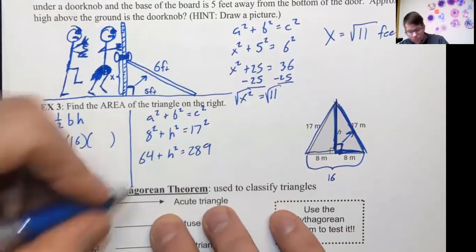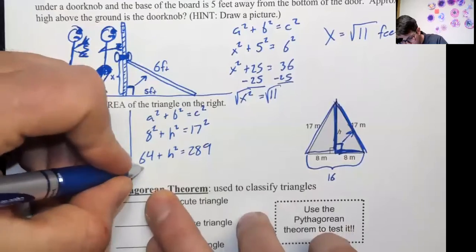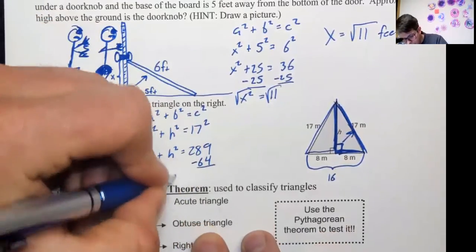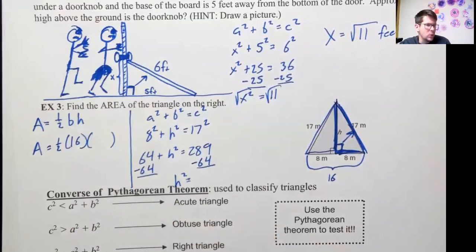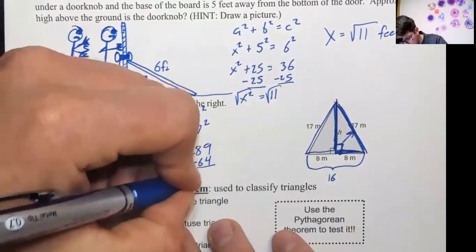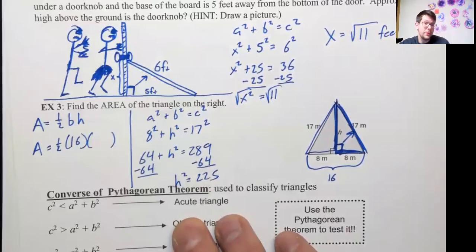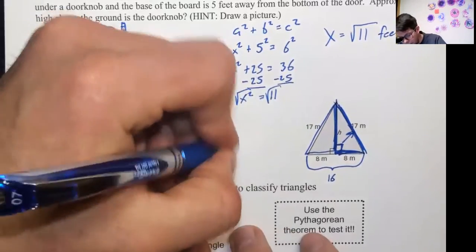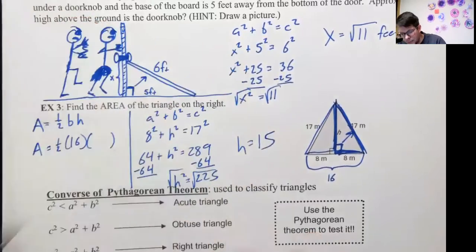And just like in the last couple problems, we want to move our 64 over with the 289, and we're going to subtract it in order to do that. And this is going to give you H squared is equal to 225. Now, 225 is a number that we've seen before as well. And when you take the square root of it, you get something really nice. And it turns out that our height for this problem is going to be a height of 15.